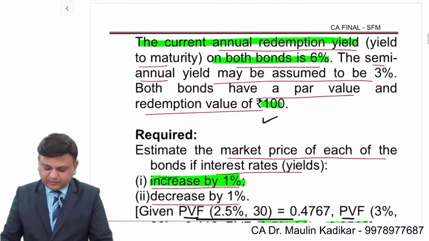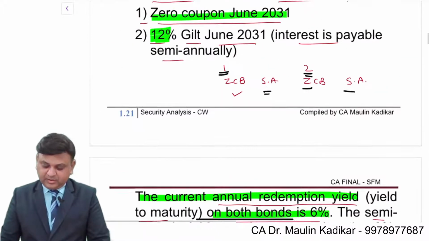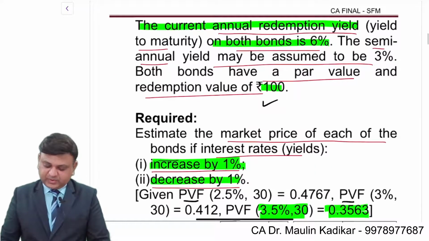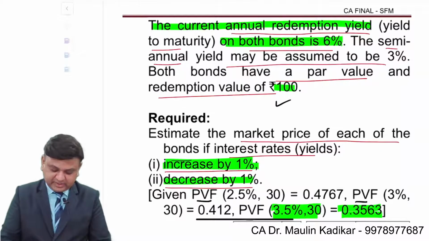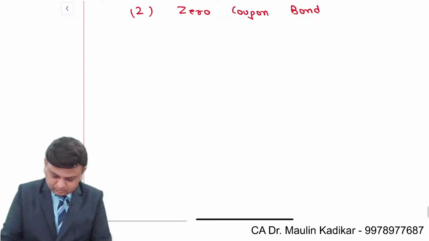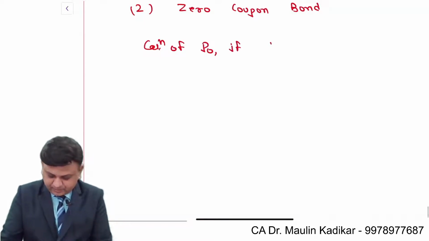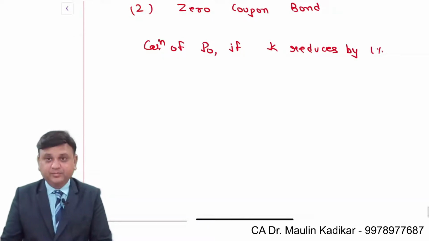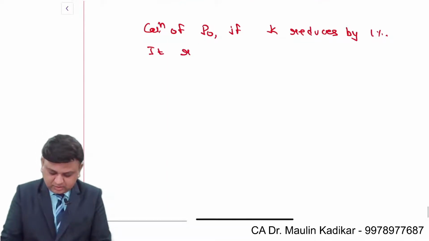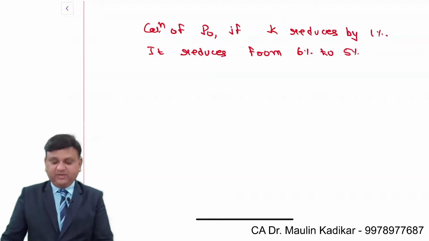We understand that the required rate of return is decreasing by 1%. Presently, what is the required rate of return? It is 6%. From 6, it will reduce to 5. And with that, we are required to find the answer. Calculation of P0, if cost of capital reduces by 1%, it reduces from 6% to 5%. That is the way we are required to find the answer.